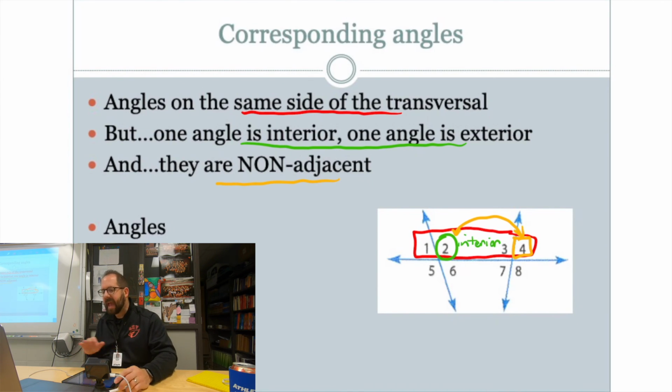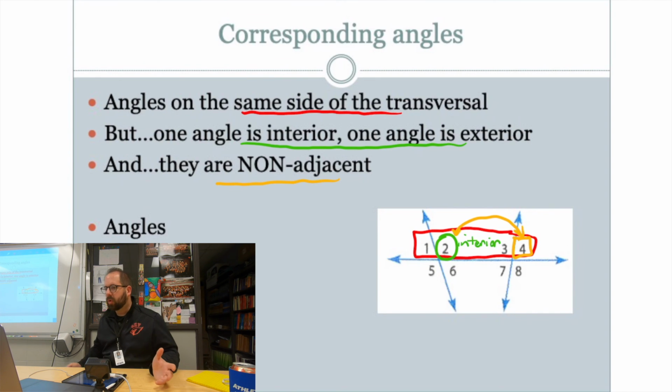It's like we're mixing everything together. We're picking same side, we're picking interior, we're picking non-adjacent, which is kind of like the idea of adjacent angles, or alternate interior angles, or alternate, where you had to pick the ones that are not adjacent to each other. Yeah, it's got every definition in it. So you got to remember the 3 bullets. They're on the same side of the transversal. One's interior, one's exterior, and they're not next to each other.